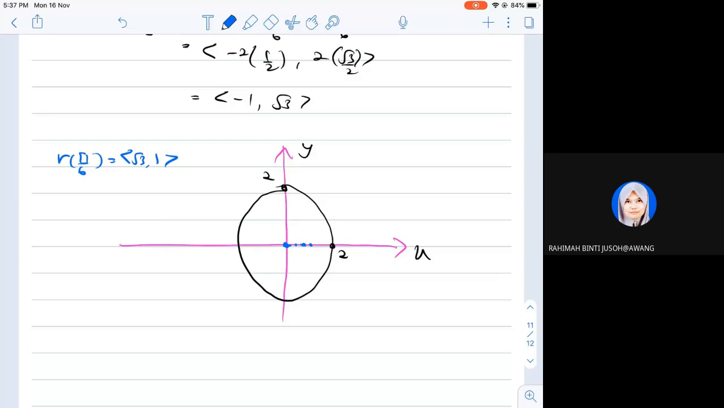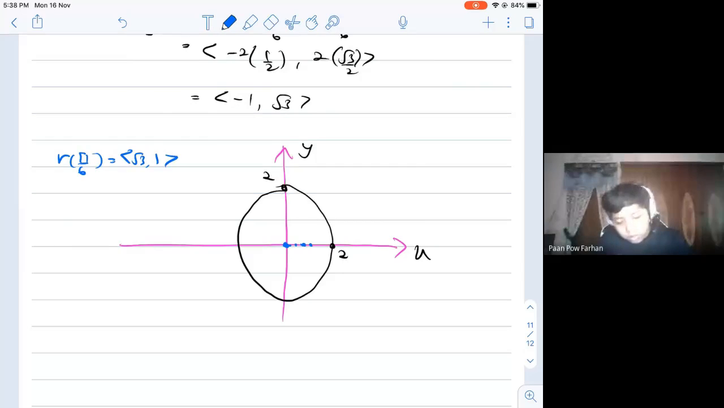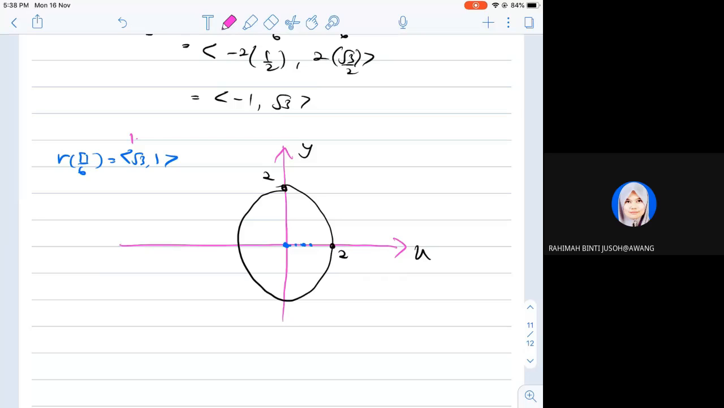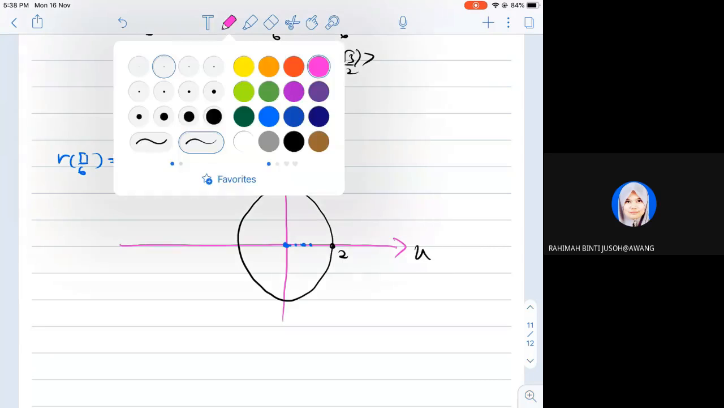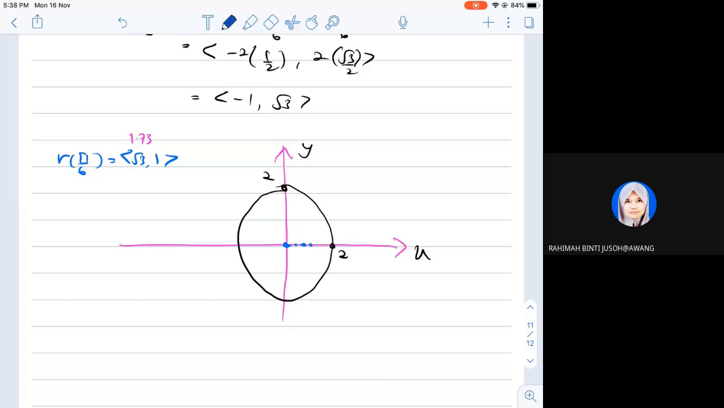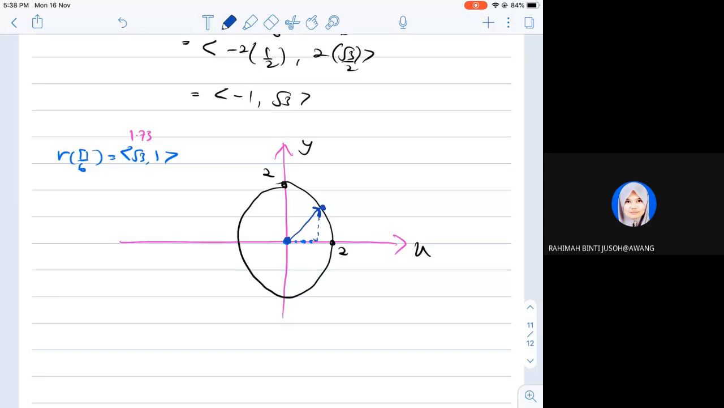What is square root 3 in decimal? 1.73. Yes, 1.73, right? So it should be less than 2. Okay, so when we plot, we move from the origin to the right side, 1.73, and then we go up one step. So the vector starts from the origin and goes up to there. Okay, so this is the P naught. Right, and now this is the r t, the position vector, the first arrow.